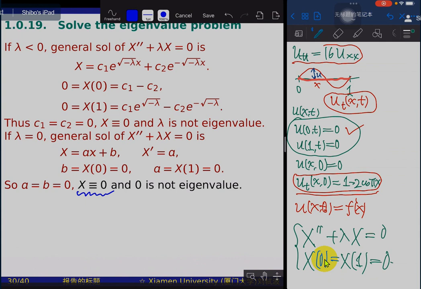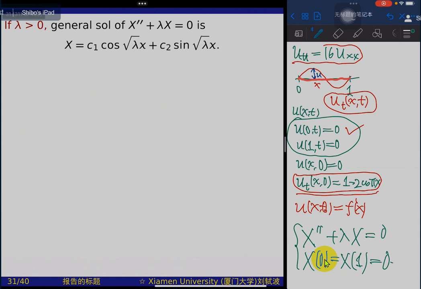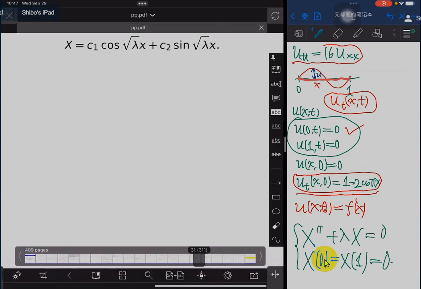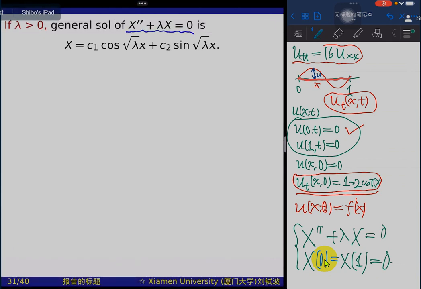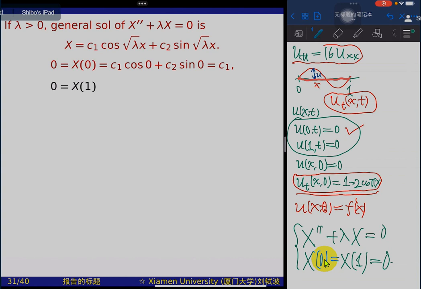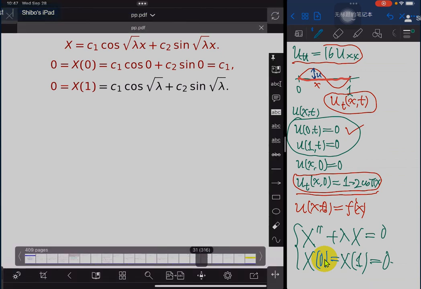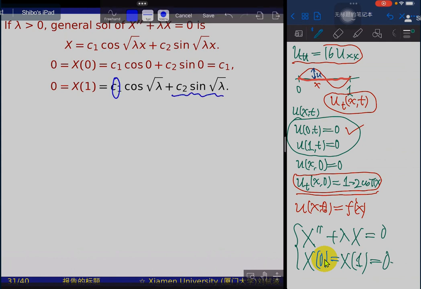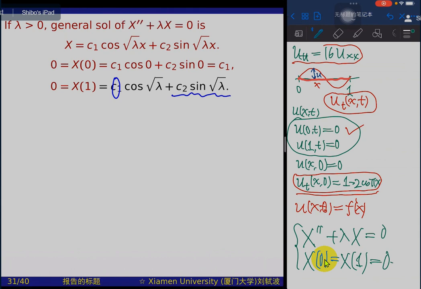Next, we consider the case that lambda is positive. When lambda is positive, the general solution of the ODE in the eigenvalue problem is a linear combination of cosine and sine given here. Applying the boundary condition, x of 0 is 0, but x of 0 is C1 cosine 0 plus C2 sine 0. Since sine 0 is 0, this is simply C1, so we conclude that C1 is 0. Then by the boundary condition at the right end point, x of 1 is C1 cosine square root of lambda plus C2 sine square root of lambda. But we already know C1 is 0. Therefore, we simply have C2 sine square root of lambda, the consequence of the boundary condition at x equal to 1.